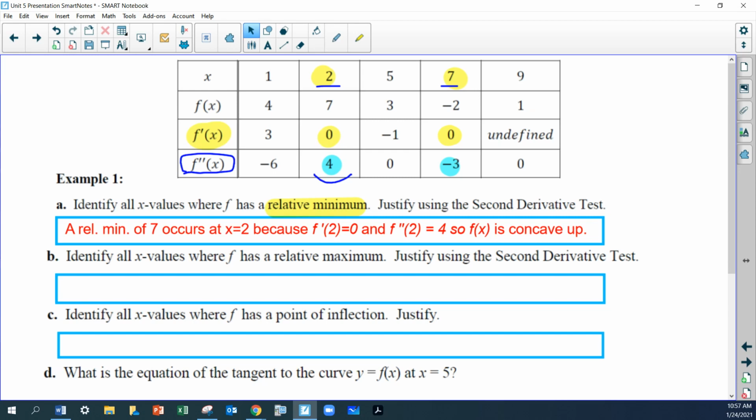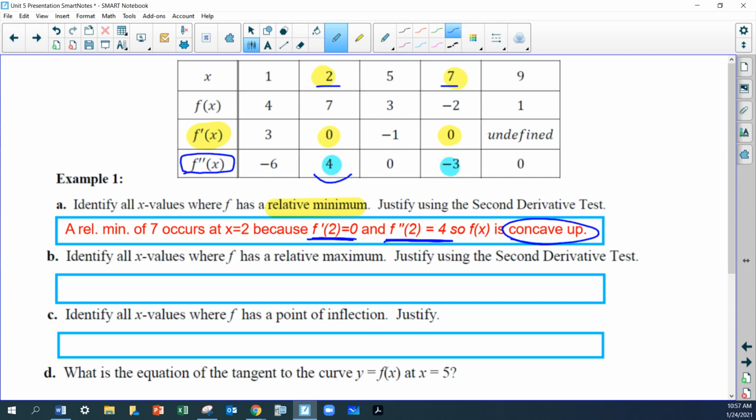of 7 occurs, I was thinking of saying 7, so it took me a moment, sorry guys. A relative min of 7 occurs at x equals 2 because we know the first derivative evaluated at 2 equals 0 and the second derivative evaluated at 2 equals 4. So f of x is concave up. And that would be our justification. Notice that we had to talk about the first derivative as well as the second derivative, and I'd also mention the fact that it's concave up.